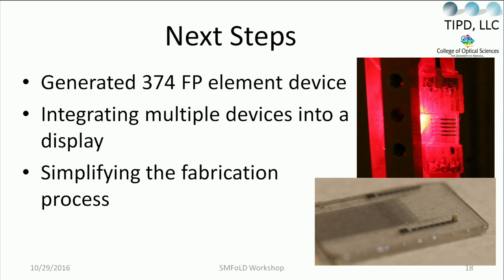So where are we right now? We've generated one device, an example of which is there, that does 374 full parallax display elements, and we can feed that system. We're looking at integrating multiple devices together to see if we can start putting a display together and how well they all fit together. A lot of the work right now is simplifying the manufacturing process to something that could eventually be commercializable. Right now it works at a university research lab, where if your yield is 1 out of 10, your student can graduate, and that's a good deal. Probably not ready for commercialization at that level.